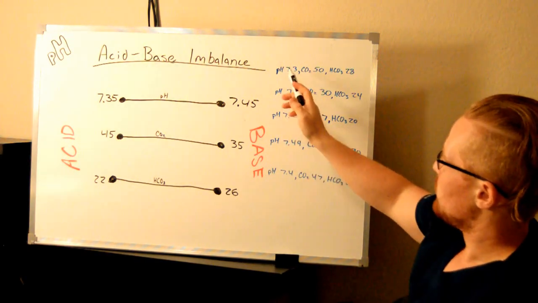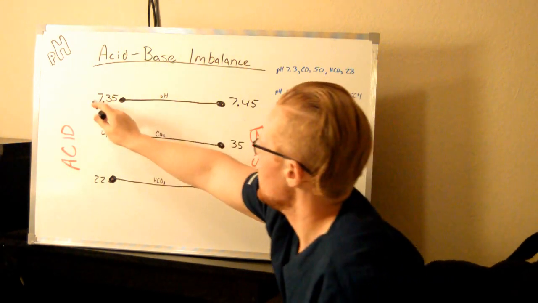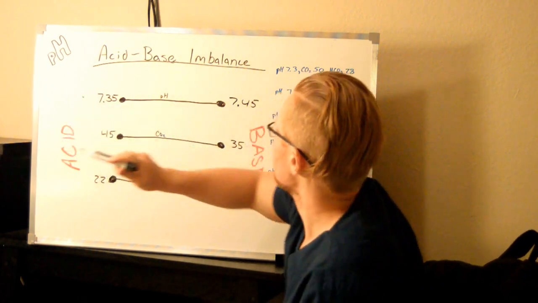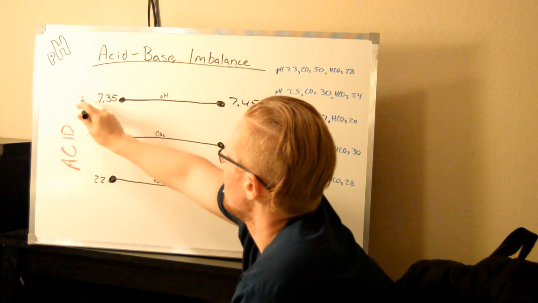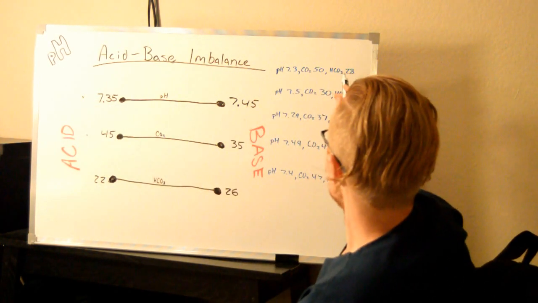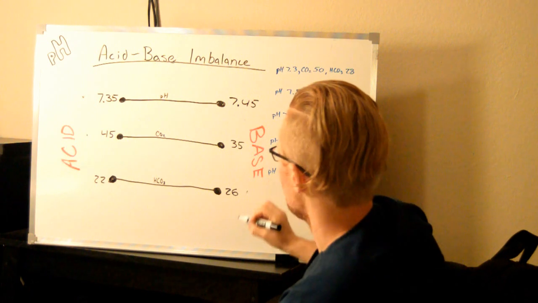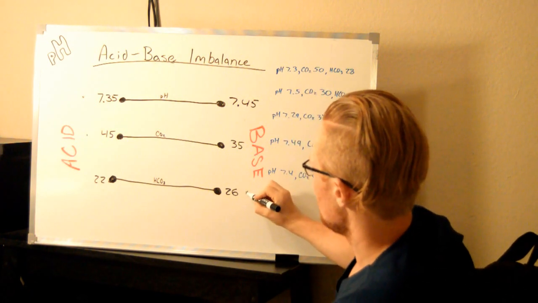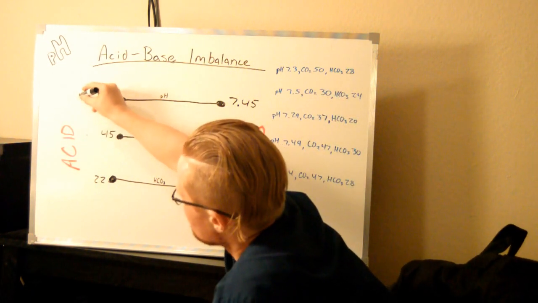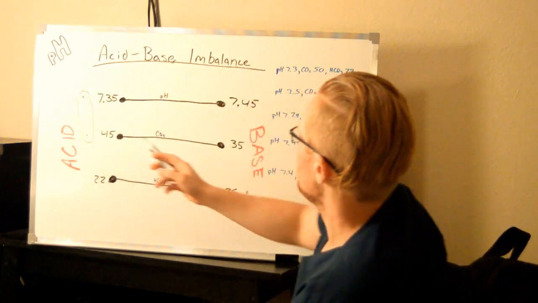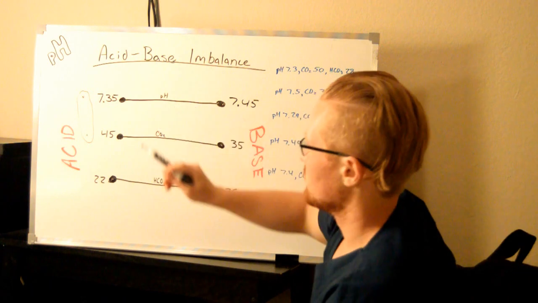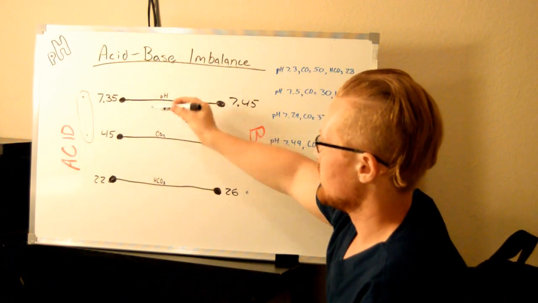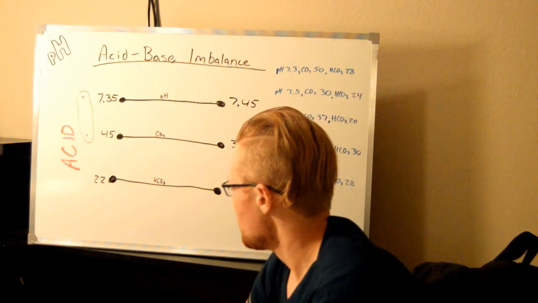So let's do an example. Here we have a pH of 7.3, so we already know it's acidic. Carbon dioxide of 50, and HCO3 of 28. So what matches? We have one dot here, and then we have these two. These match. So for this problem, it's going to be acidic due to carbon dioxide. So that would be respiratory acidosis, because they are matching.